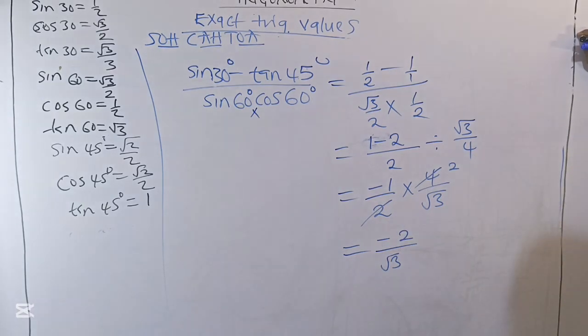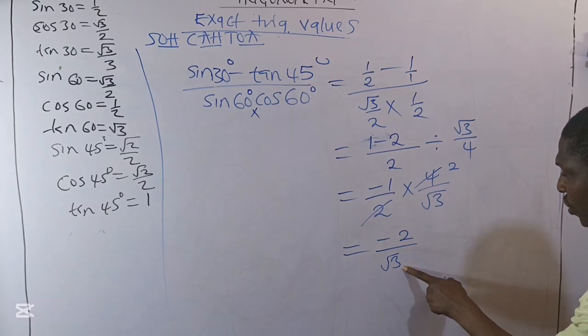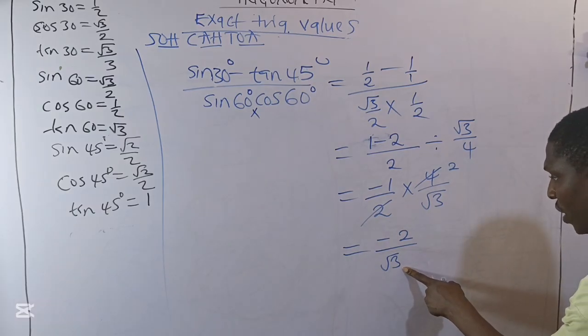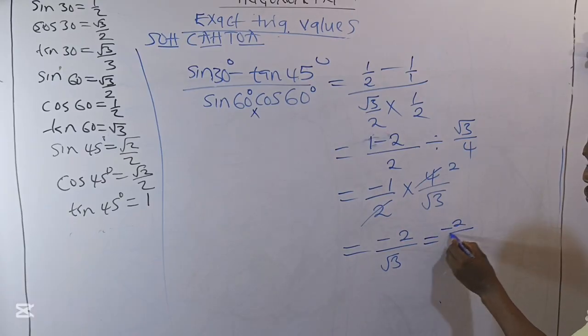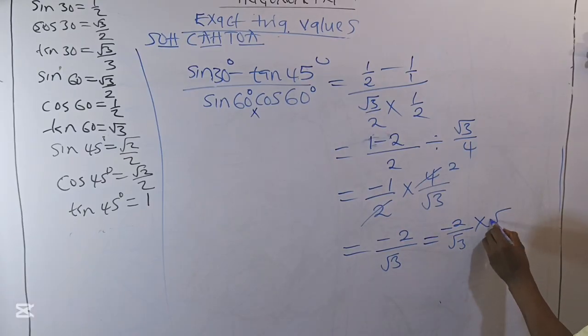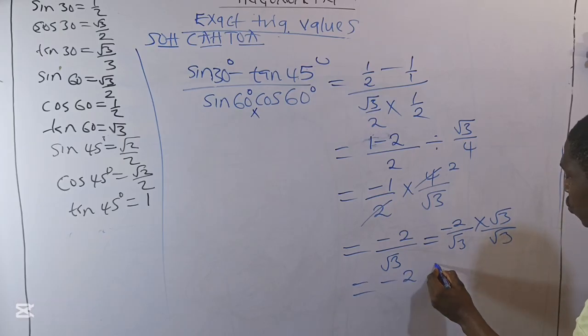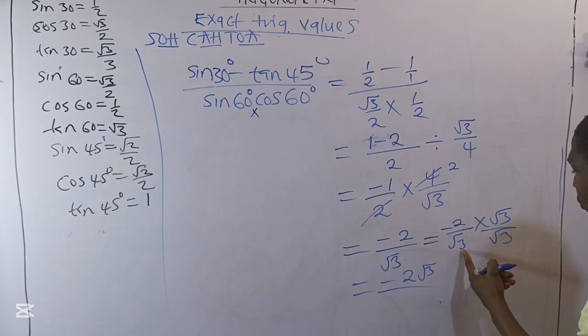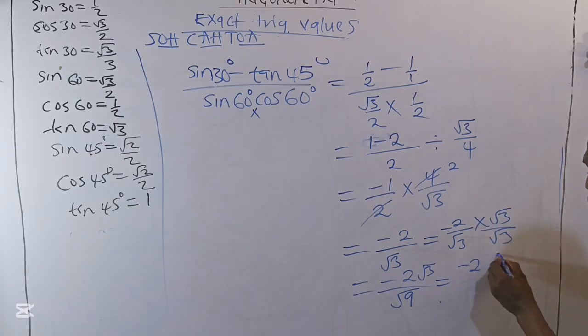But like I told you, you don't need to leave your final answer with a root at the bottom, so you rationalize. If I rationalize this, I will have minus 2 all over root 3 times root 3 all over root 3. And this will give me minus 2 root 3 all over root 3 times root 3, which gives me root 9. And this will give me minus 2 root 3 over 3.